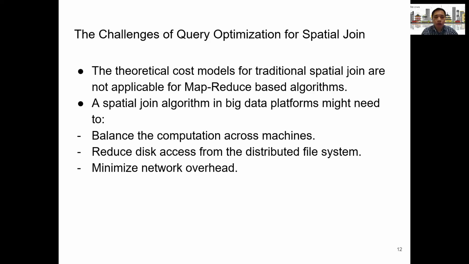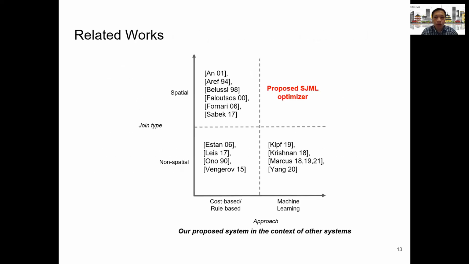The theoretical cost models for traditional spatial join are not applicable for MapReduce-based algorithms. In the big data context, a spatial join algorithm might need to balance the computation across machines, reduce disk access from the distributed file system, or minimize the network overhead.